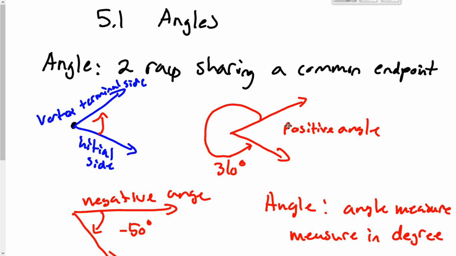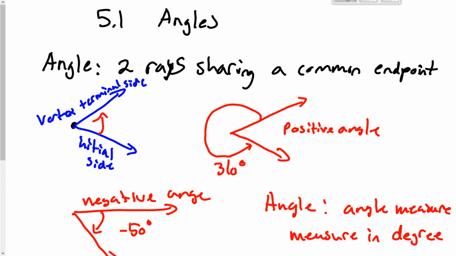Looking at chapter 5 section 1, we're starting to get into trigonometry now. So first we need to look at angles and some basic terminology. When we're looking at angles, we're looking at two rays sharing a common endpoint. That endpoint is your vertex, right?